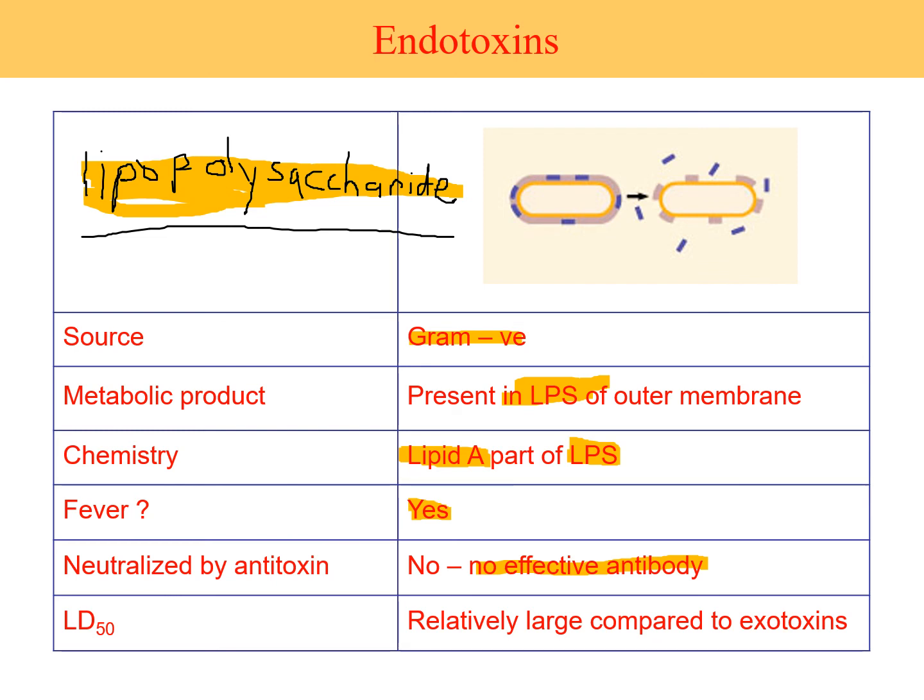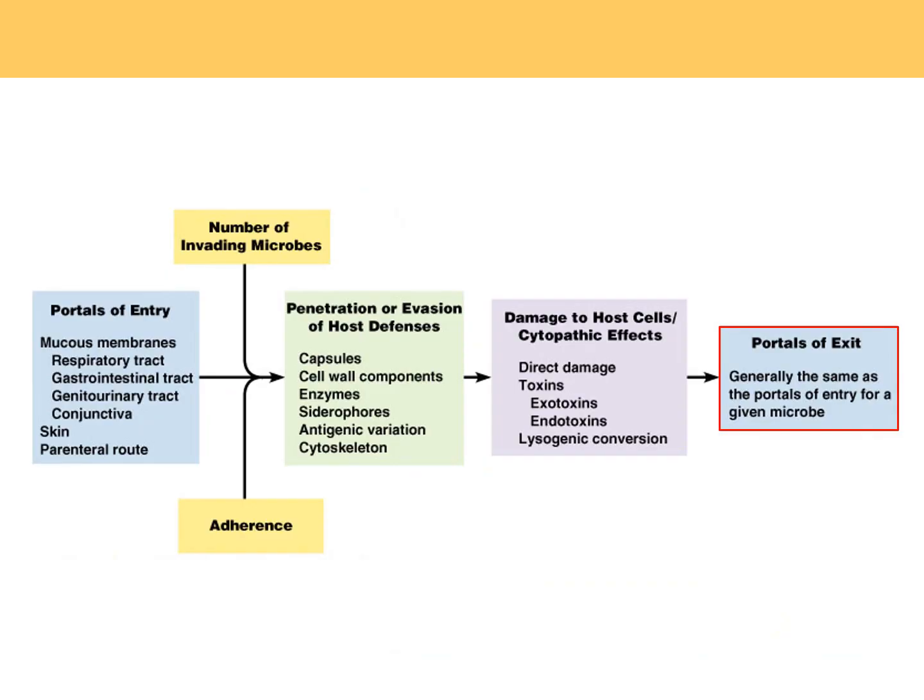The LD50, the lethal dose that will kill 50% of a group of animals, is relatively large compared to exotoxins, but it doesn't take much. They've done experiments in humans where they inject very small amounts, which will induce fever. Of course, they don't go to the point of injecting enough to cause damage to the person. It's pretty tiny, not as tiny as with exotoxins, but still pretty small.